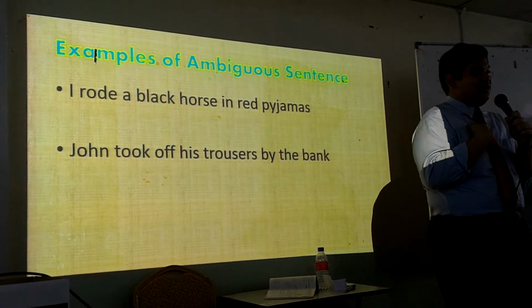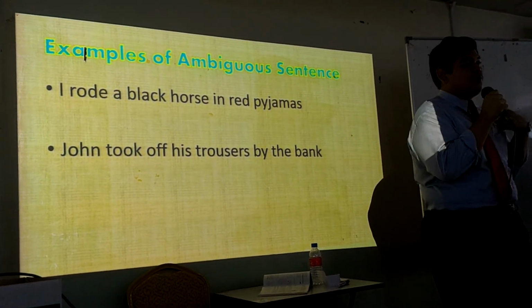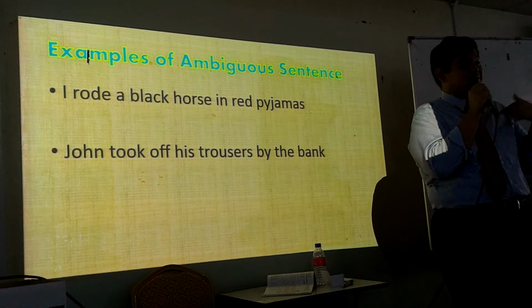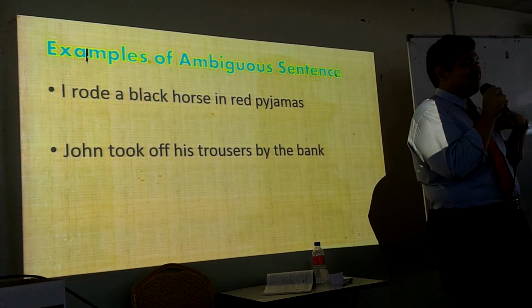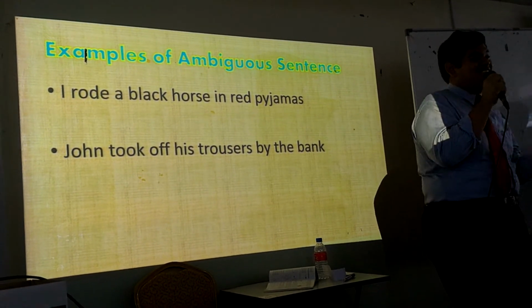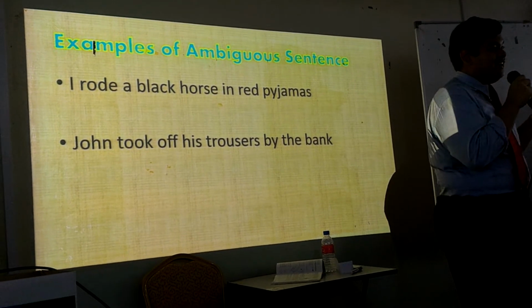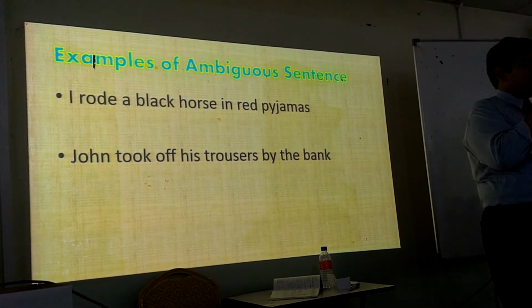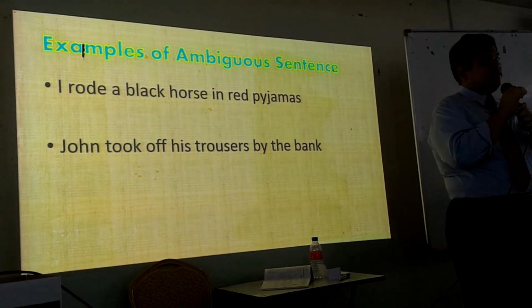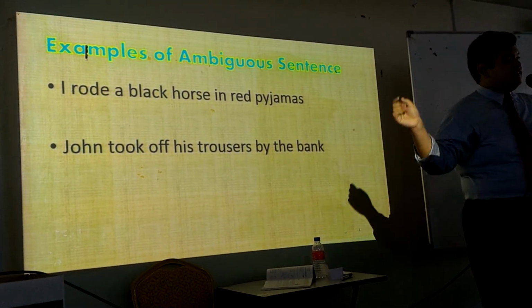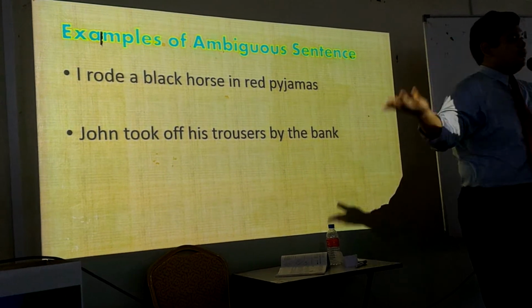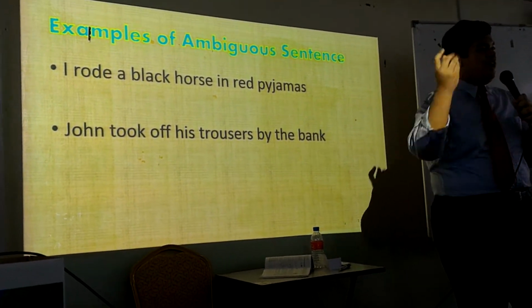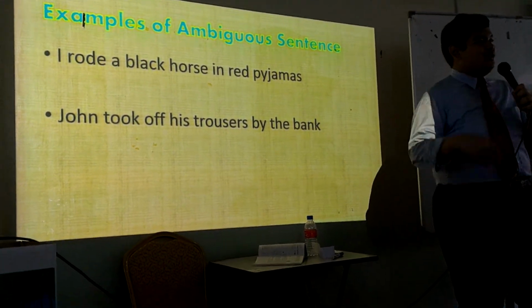I rode a horse. I'm wearing the red pajamas, right? But the second one, you're imagining the horse is wearing the red pajamas, right? That's what my previous presenter meant by having more than one interpretation, because sometimes it's not confusing. It's just that we are humans. We have a complex brain, so we think more than one.